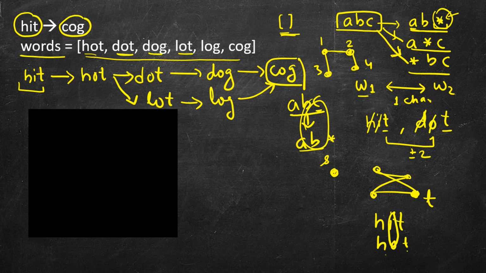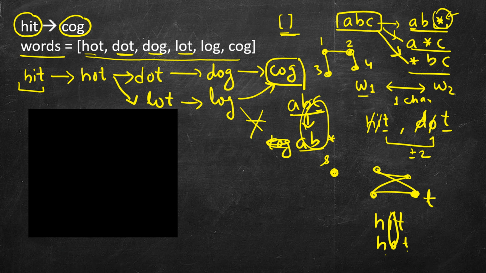So even if from log there is some other word, let's say tog, and from tog there is cog, this path will be longer. So we will stop once we process this. So let's draw the graph from this.